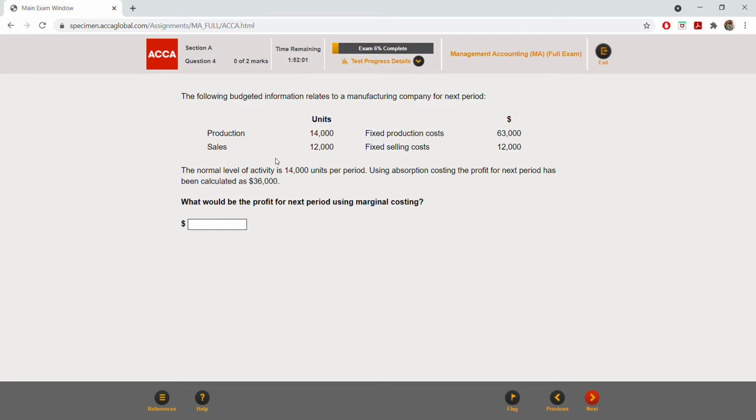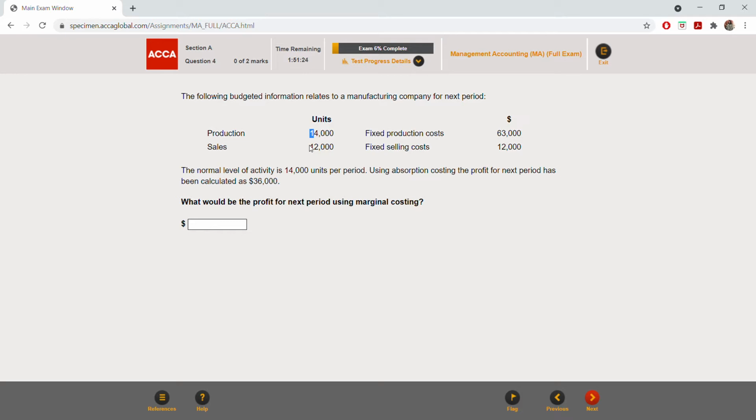So what is the starting point? How do you calculate? If you see, here the production is 14,000, okay, and the sales is 12,000. That means there is a closing inventory of 2,000 units because production is greater than sales volume by 2,000. Okay, so when the inventory increases, profit under absorption costing is higher than profit under marginal costing.